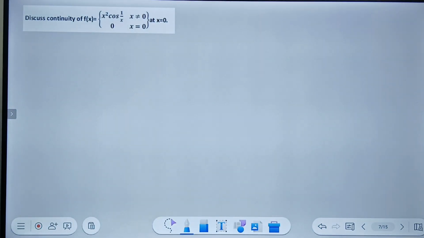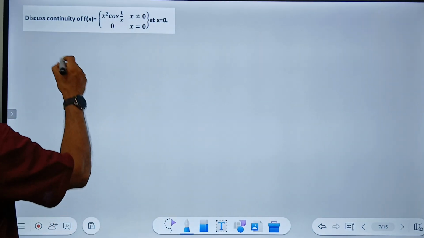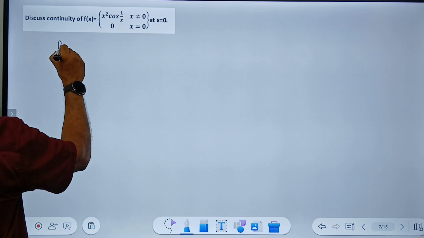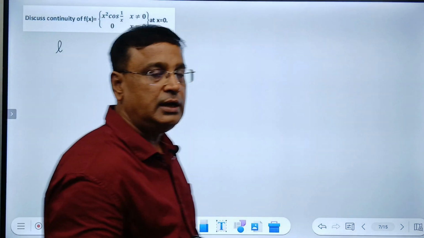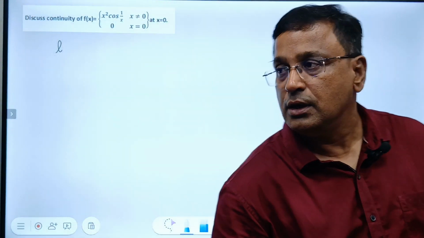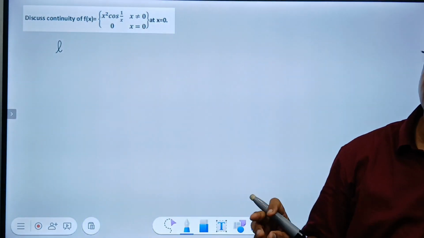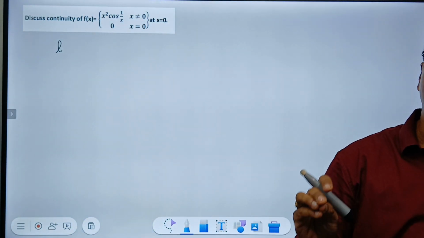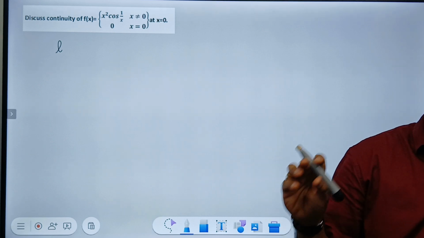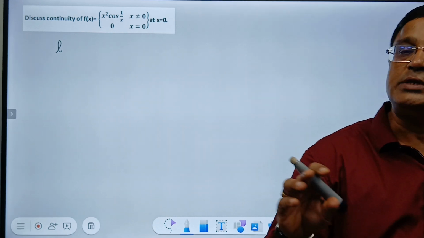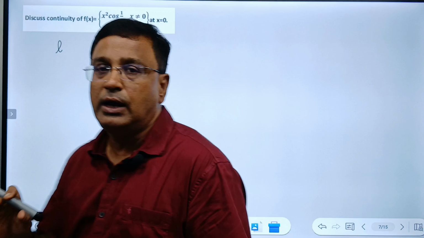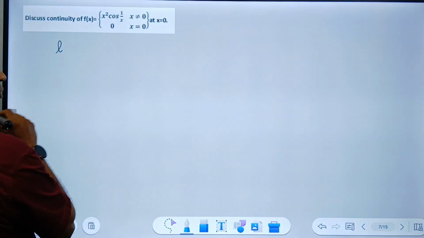Now, let's look at x square cos 1 by x. Here also, I don't have to use LHL and RHL because to the left side of 0 and to the right side of 0, I have the same function x square cos 1 by x. Since I have the same function, it is not necessary for me to use LHL and RHL. So I have to just find the limit. Now how do I do that?